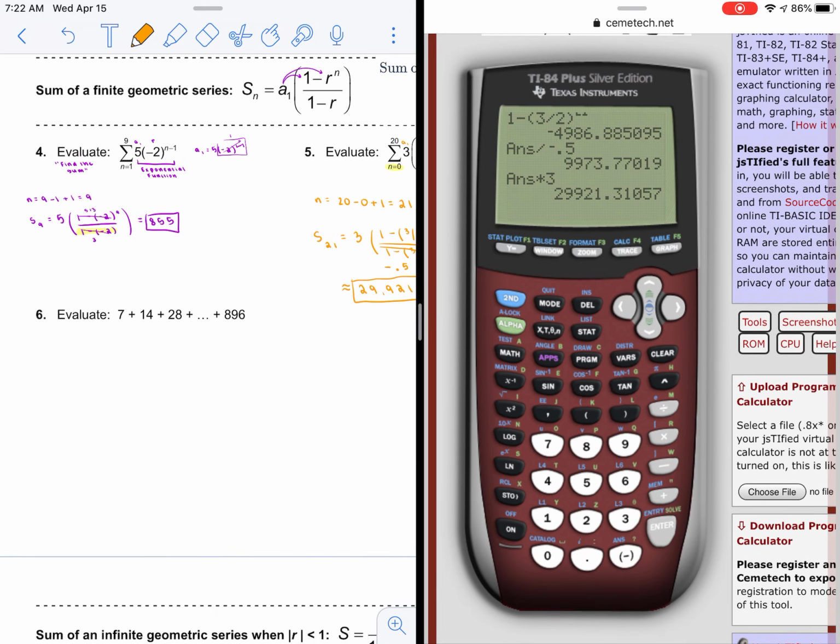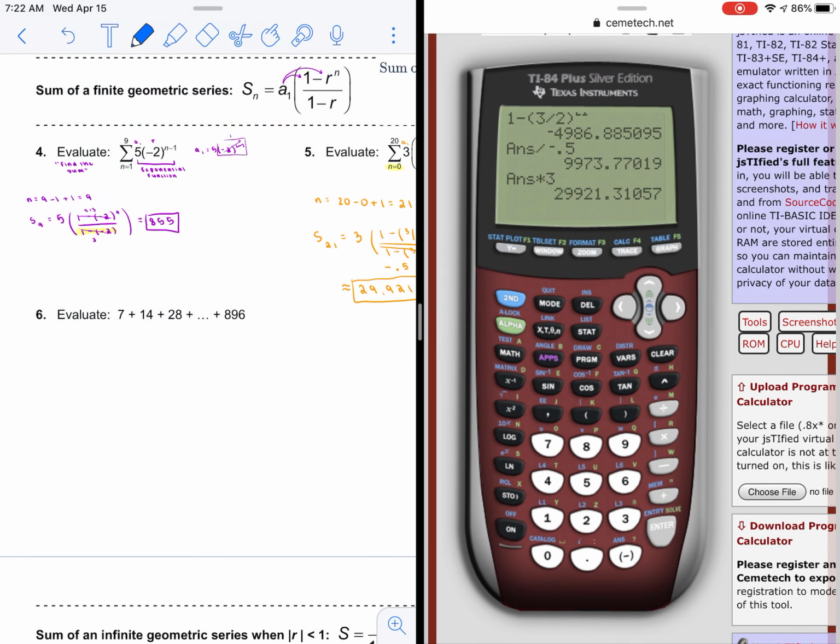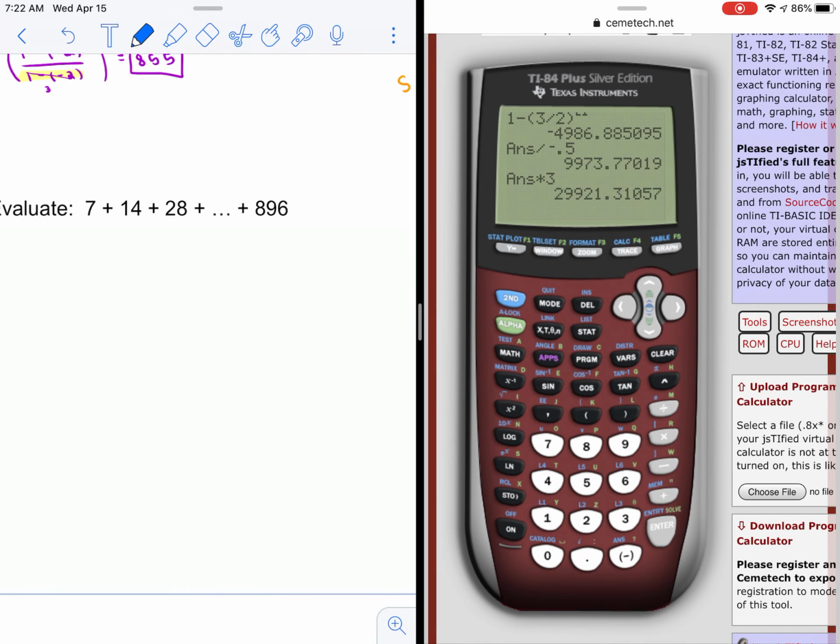The final question here says to evaluate, but this is written out differently. They actually gave us the series here. And so what we need to do is think about, first of all, how many total terms am I adding up? How can I use the formula that we just learned? What do I know about this series given what I have?